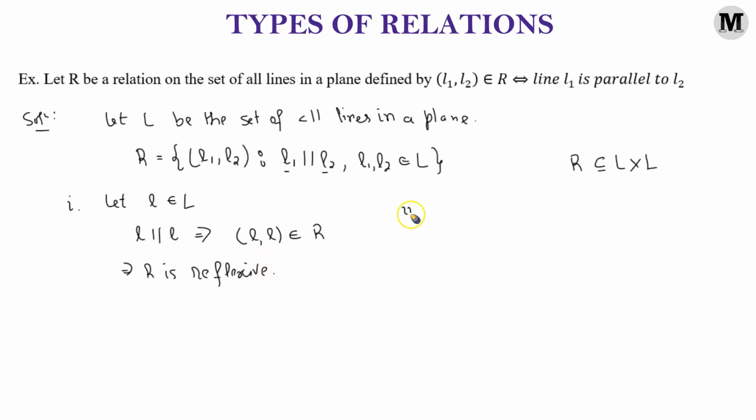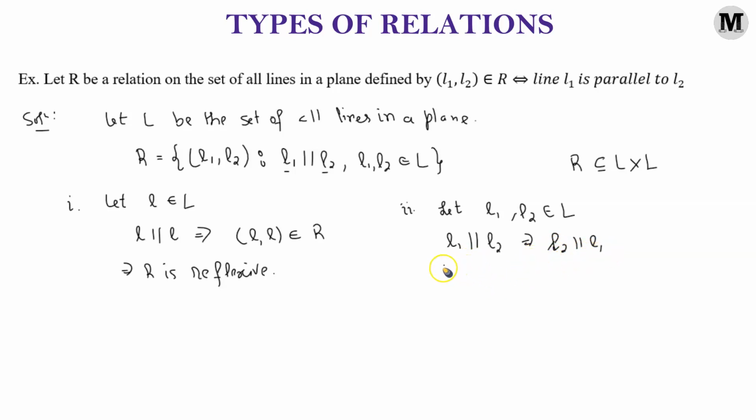Let's go to the second one, where we will show that the relation R is also symmetric in nature. To show that it is symmetric, we'll have to pick up two lines. So let's say we pick up L1 and L2 as two lines, and both belong to the set L, because L is the set of all lines in a plane. Now we are saying that L1 is parallel to L2. If L1 is parallel to L2, this implies that L2 must also be parallel to L1, right? That's common sense. Both of the lines are parallel to each other.